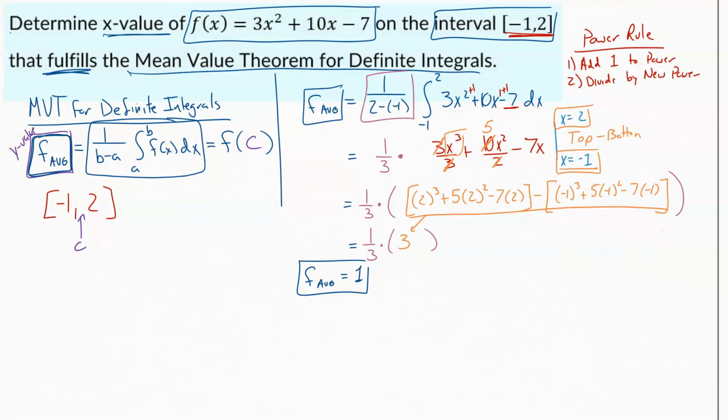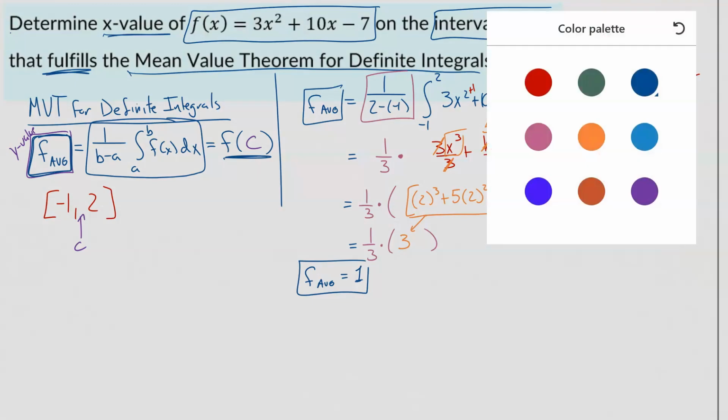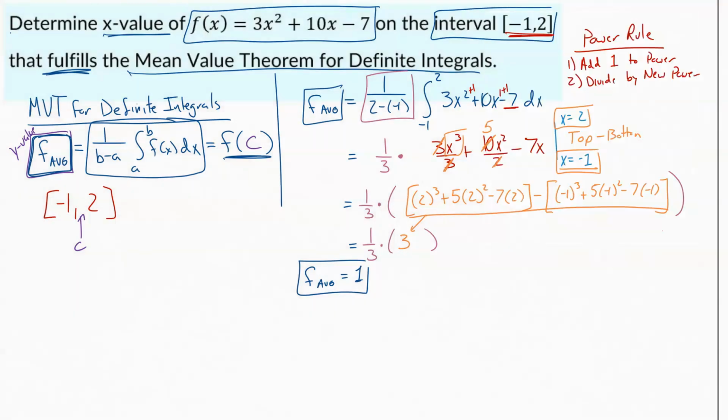So right now we know the y value of our average value. And what we do to finish this out is we need to now just go find the x value that makes that true. So this is really just an algebra problem. You're going to take your average value, 1, and you're going to set it equal to your original equation. That's how we find the x value we're looking for. So we want to know, when does this equation equal 1?